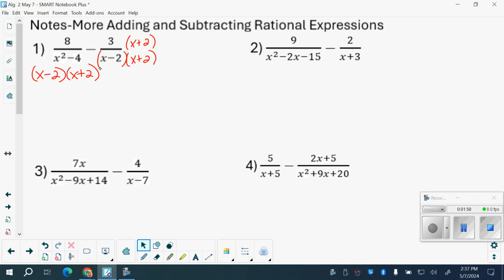Okay, so this is a minus 3. So I need to distribute that negative 3. So I'm just going to change this to plus a negative 3. Anytime you have subtraction, it's the same thing as plus a negative. I need to make sure I distribute that negative. So I get 8 over x minus 2 times x plus 2. And then distributing the negative 3, we get negative 3x minus 6.